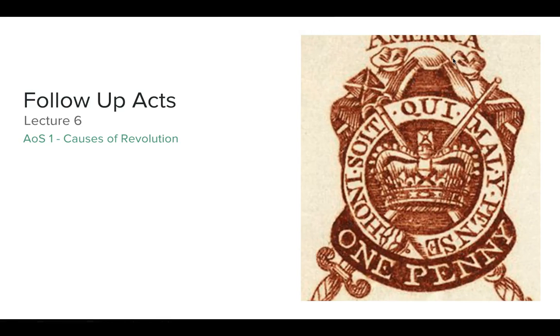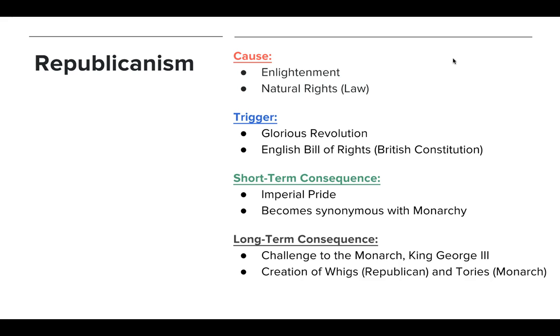All right, Year 12s. So today we're going to look at Lecture 6 in the Causes of the American Revolution, which I've titled Follow-Up Acts. Now, last time we looked at the concept of republicanism, and we did that because it's a concept that helps us synthesize a lot of the concepts that we've been learning so far, specifically the ones that are political, such as natural law, natural rights, the Enlightenment, salutary neglect, British mercantilist policy, life, liberty, and property, etc.